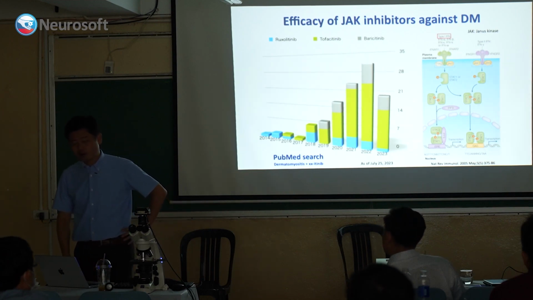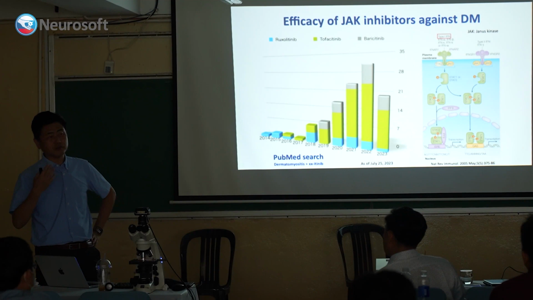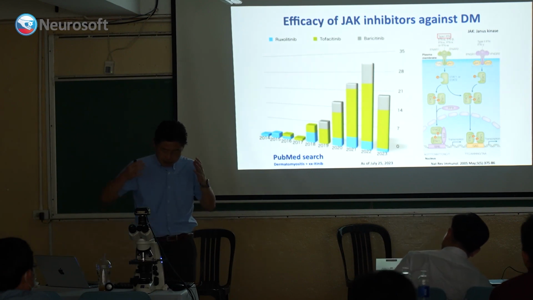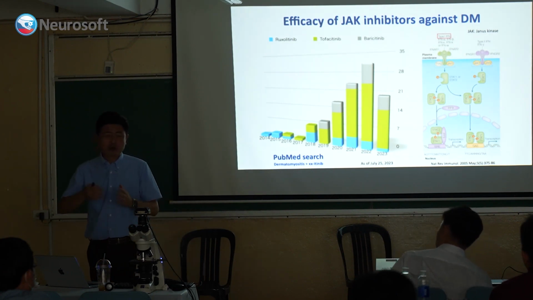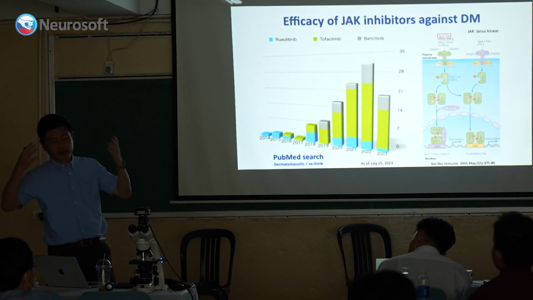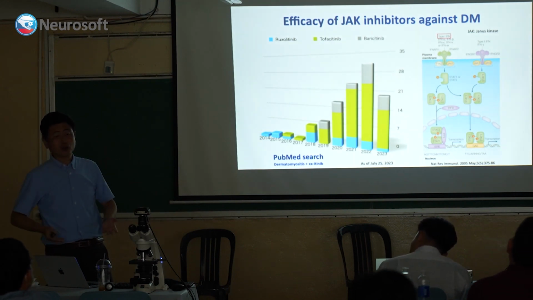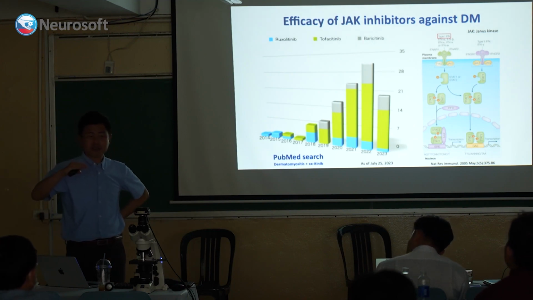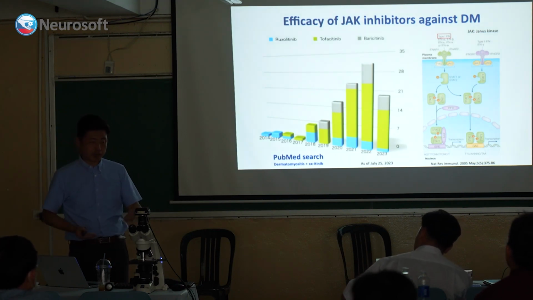This concept is important for the diagnosis, but it's also important for the treatment. Because if type 1 interferon is the cause of the disease, and if all the symptoms like muscle weakness and the skin rash, everything is caused by type 1 interferon, then if you can block this type 1 interferon pathway, you should be able to treat the patient.